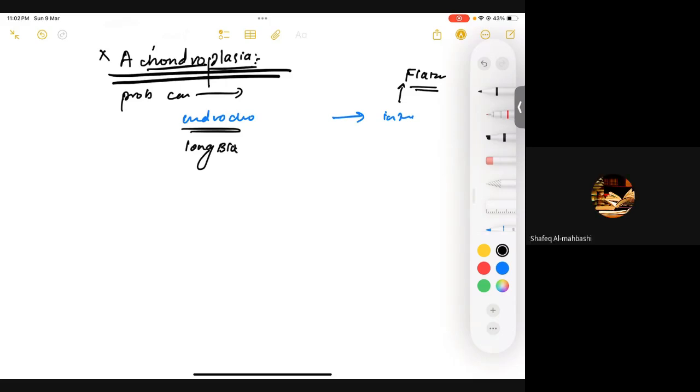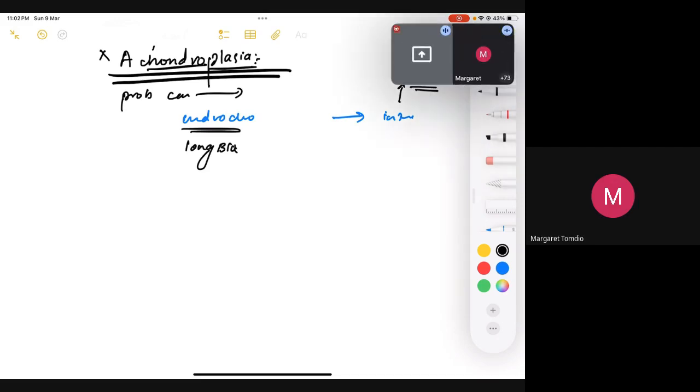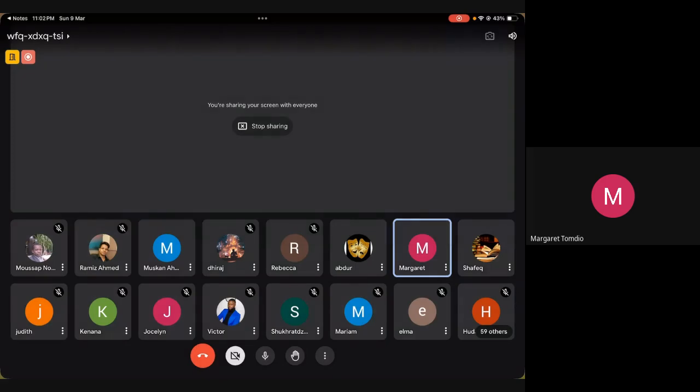We will have short limbs and legs, but the body is normal. Perfect. The long bones are short. Okay, perfect. Let's have a discussion over this pathology because we have recently done it.